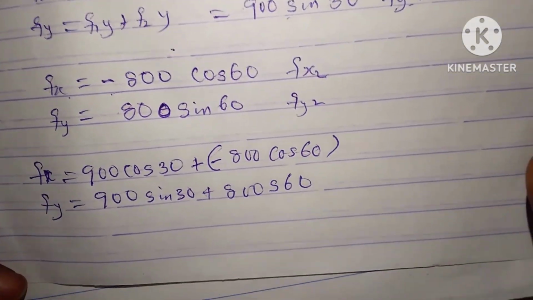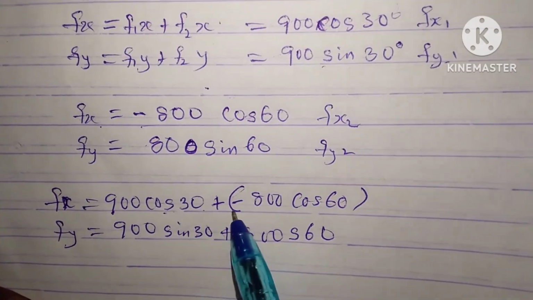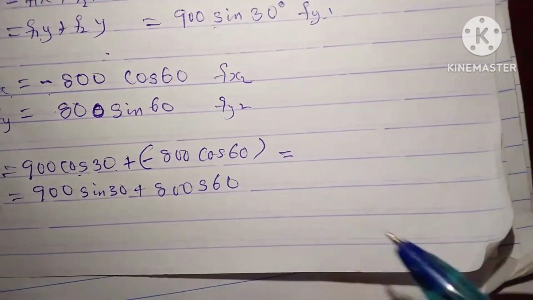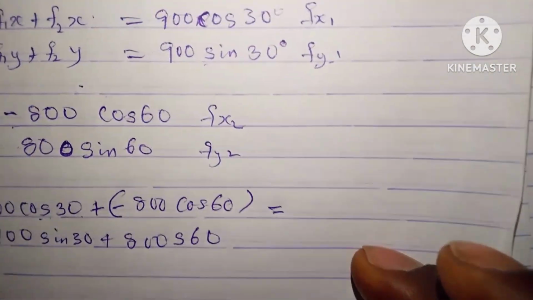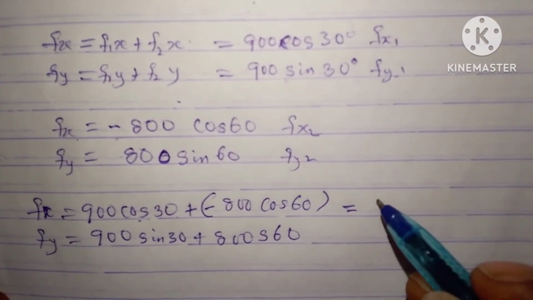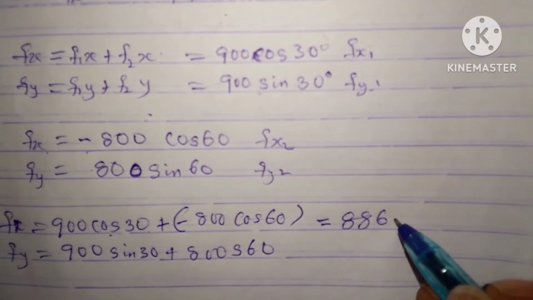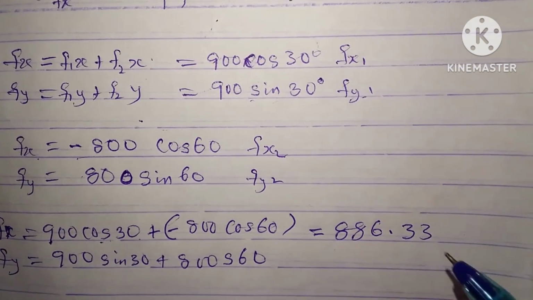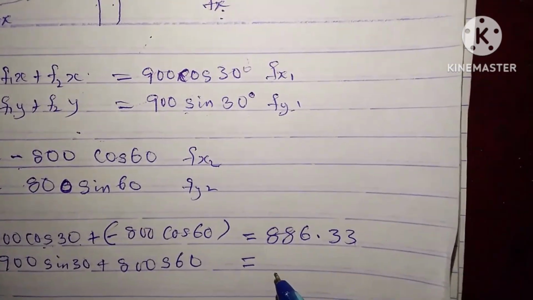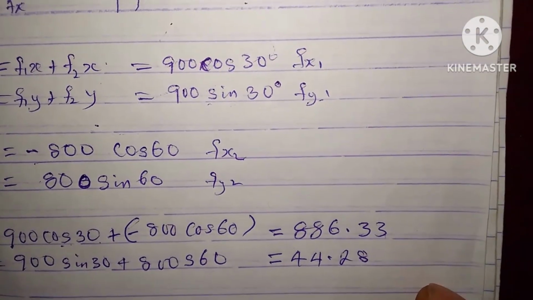So what are we going to do? We are going to look for the sum of it. So if you punch your calculator very well, 900 cos 30 minus 800 cos 60 is going to give you 886.33. And for Fy, if you punch it, you are going to have 44.28 to 2 decimal places.